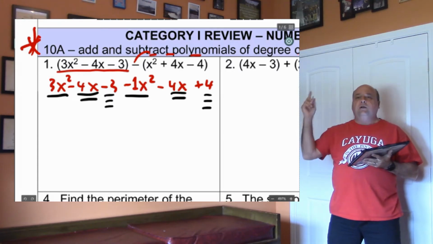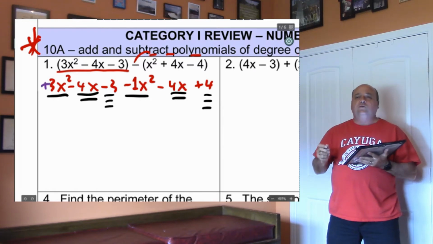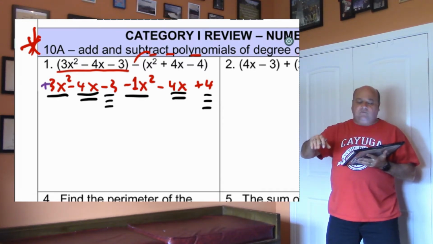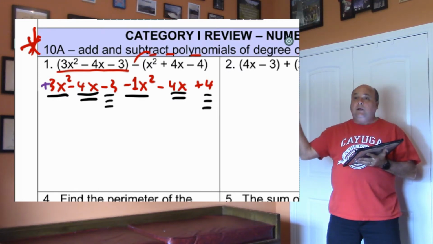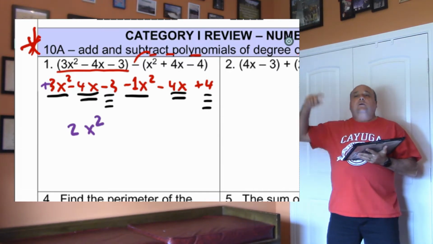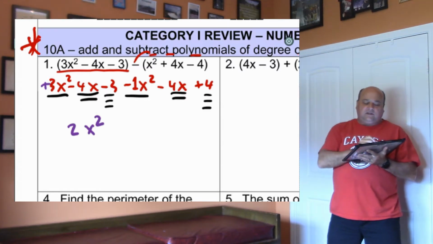So on the first one, let's look at our single underlines. I got a plus 3 and a minus 1. I have more 3's than I do 1, so my sign's going to be positive. 1 away from 3, because the signs are different, is 2. My letter is x, my exponent squared. Then you repeat the process. Sign, number, letter, exponent.